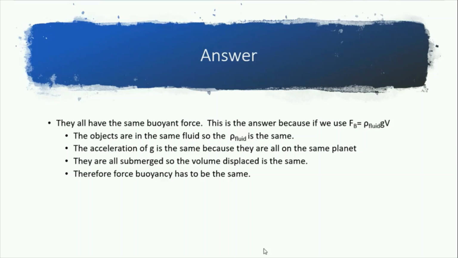All right, so for this question, they all have the same buoyant force. And here's the reason why. I put the equation down: force buoyancy equals density of the fluid times gravity times volume. Then I work through the steps, using my formula as a checklist. The objects are all in the same fluid, so the density is going to be the same. G, the acceleration of gravity, is going to be the same because they're all on the same planet. And they're all submerged, so they all have the same volume underneath the water. Therefore, force buoyancy has to be the same.